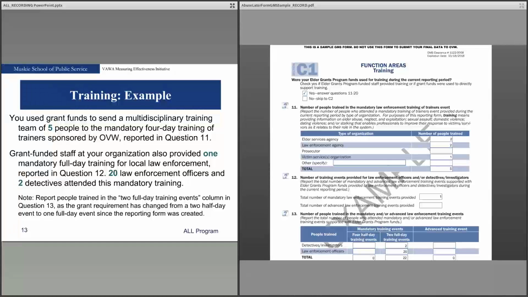Note, report people trained in the 2 full-day training events column in question 13, as the grant requirement has changed from the original 2 half-day event programming to 1 full-day event since the reporting form was created. So, in our example, grant-funded staff provided 1 mandatory full-day training, and those 20 law enforcement officers and 2 detectives are reported in the 2 full-day training events column.